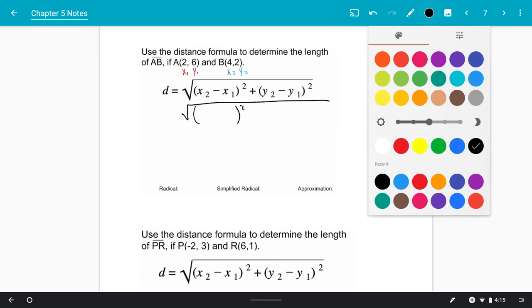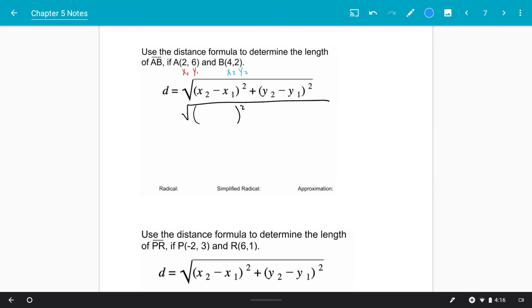So we're going to do x2, which is 4, minus x1. And x1 is 2. And then we're going to do plus y2, which is 2, minus y1, which is 6. So then what you'll get is 4 minus 2 is 2 squared, plus 2 minus 6 is negative 4 squared.